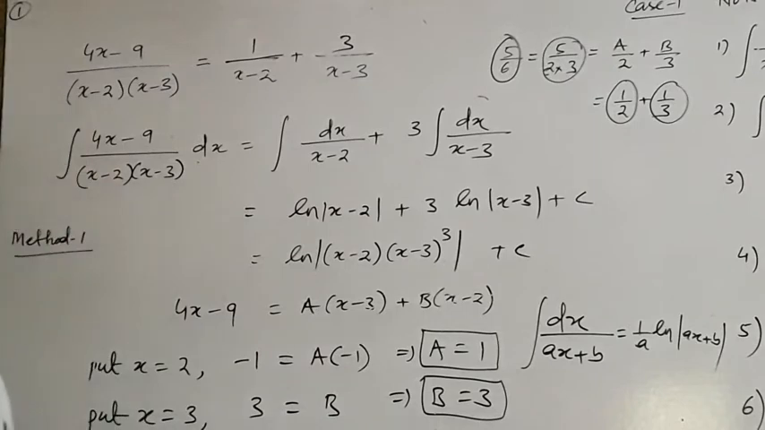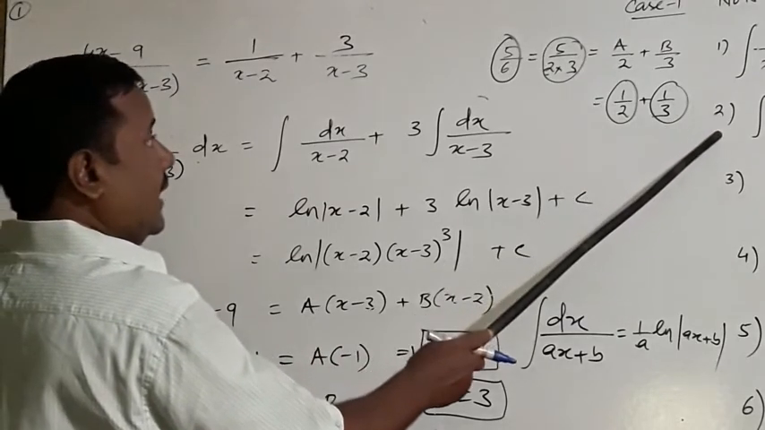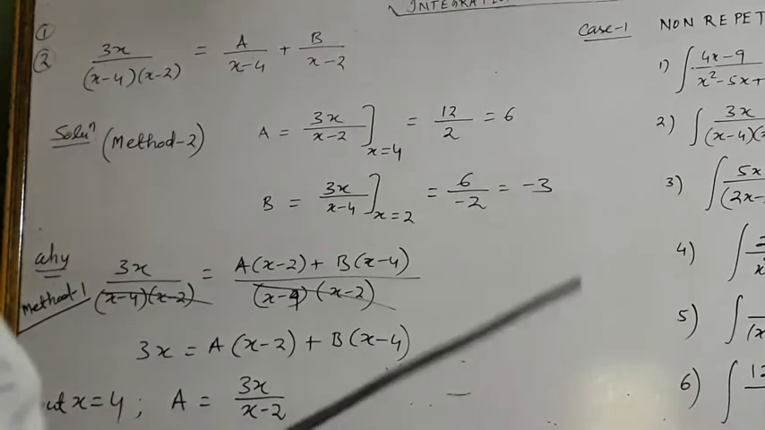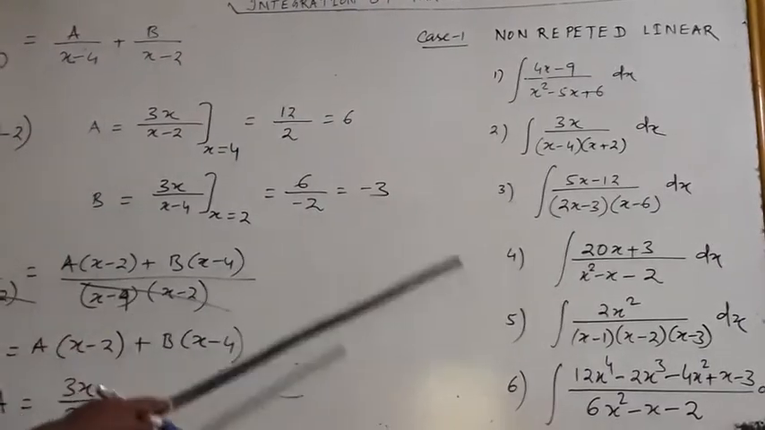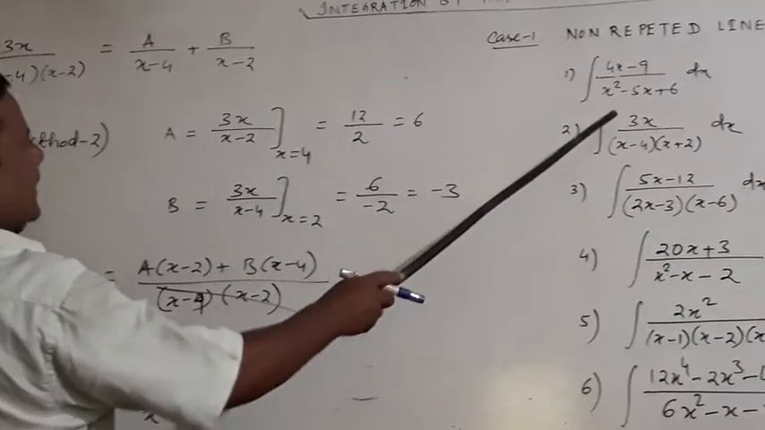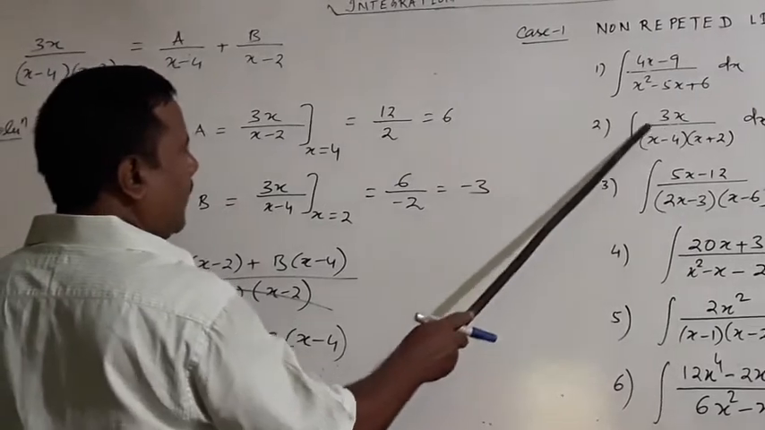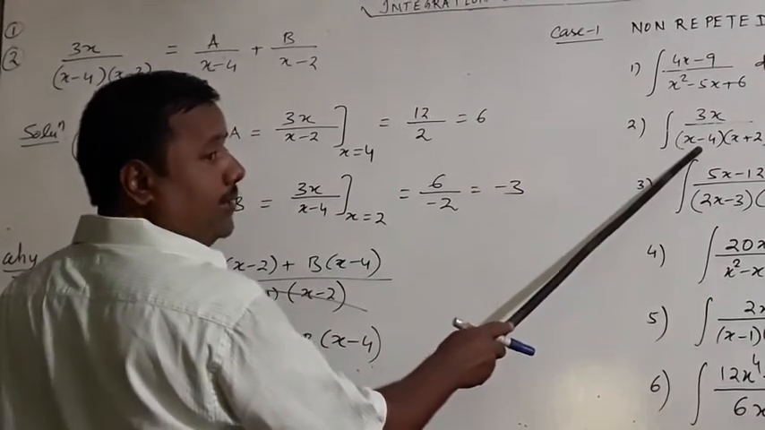You can do this. For problem 2, I will tell you another shorter method. Okay. Now look at this problem. I am doing this problem in another method, that is method 2. Now the power of the numerator is 1 and the power of the denominator, after multiplication, will become 2.